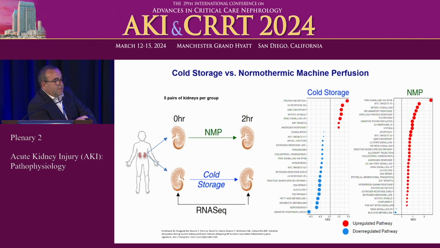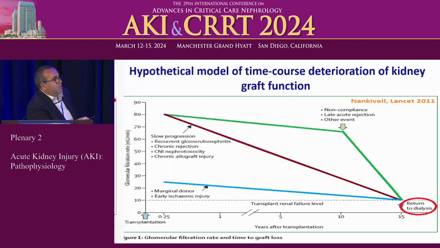And we have different studies clearly demonstrating that both hypothermic and normothermic machine perfusion lead to a protection of the kidney. These are some data from normothermic machine perfusion versus cold storage looking at RNA sequencing, and we can see the decrease of inflammatory gene expression related to inflammation and cellular damage.